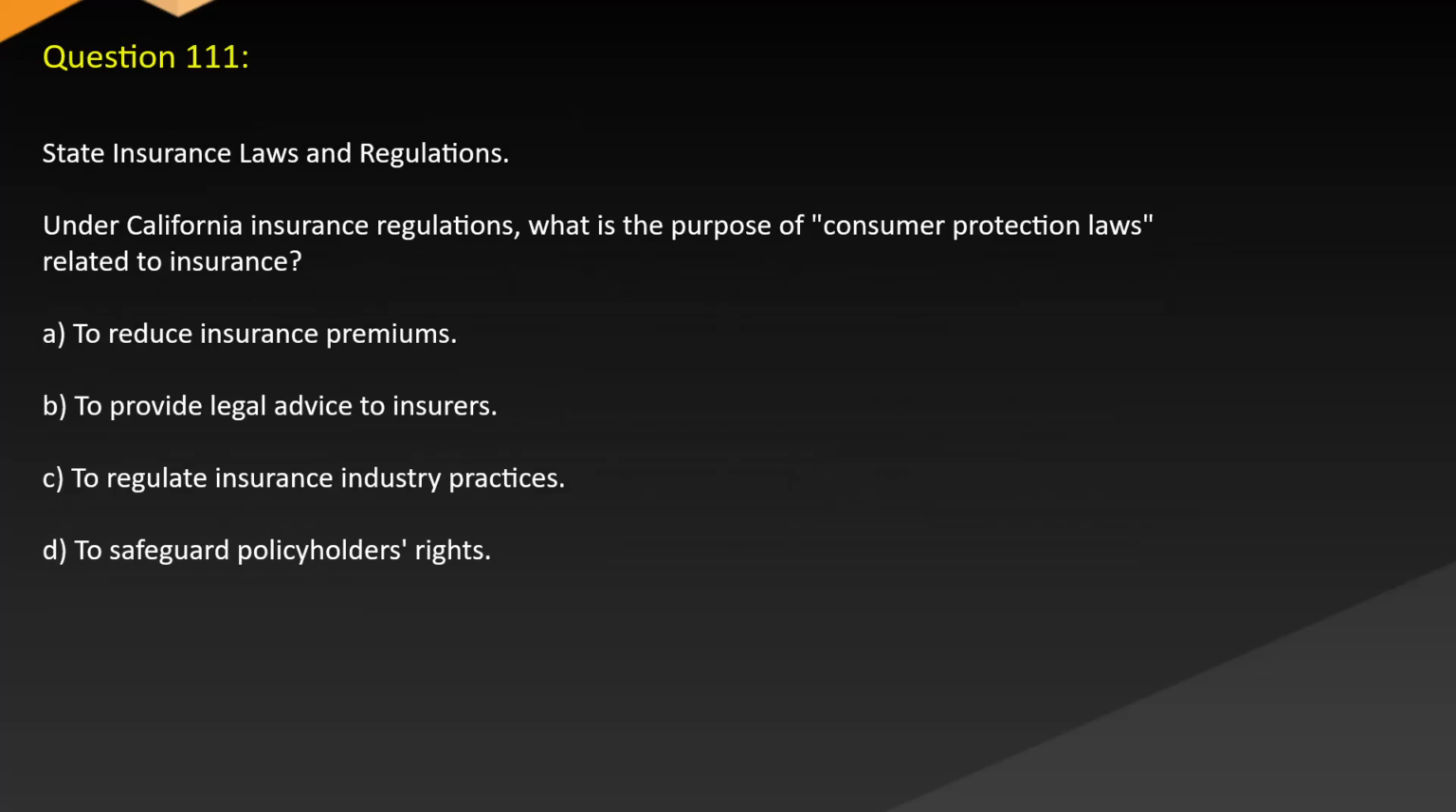Question 111. State insurance laws and regulations. Under California insurance regulations, what is the purpose of consumer protection laws related to insurance? A. To reduce insurance premiums. B. To provide legal advice to insurers. C. To regulate insurance industry practices. D. To safeguard policyholders' rights.